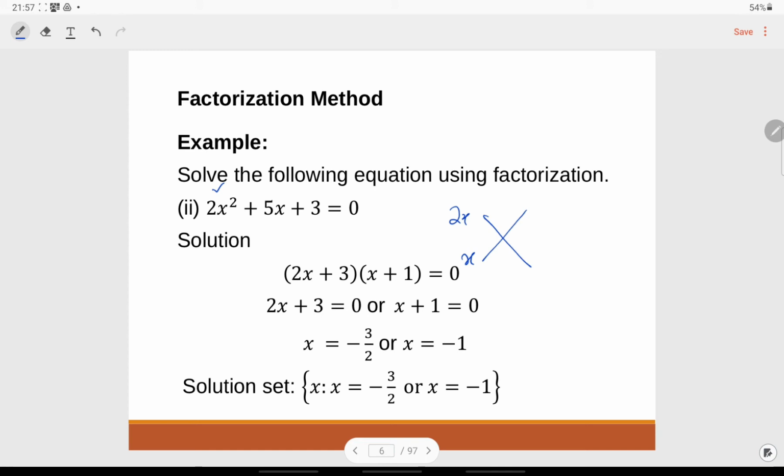Now how do we get 3? It's very easy. The only factors of 3 are 3 times 1. So we have 3 times 1.